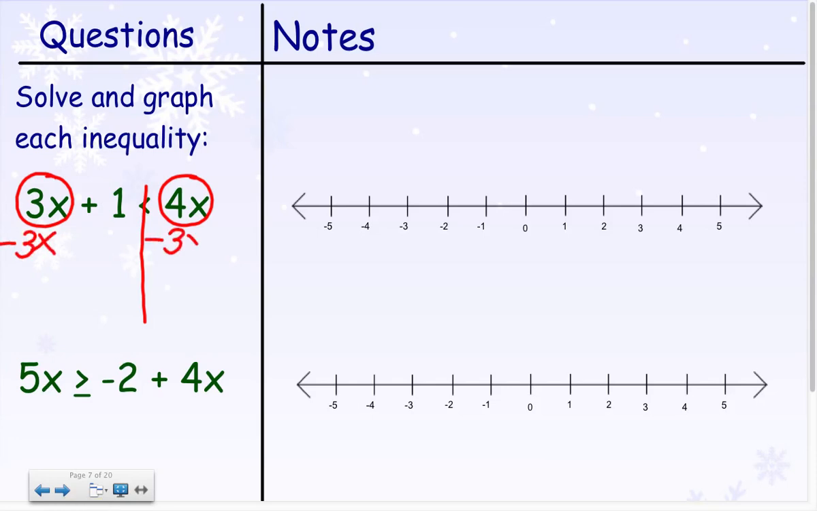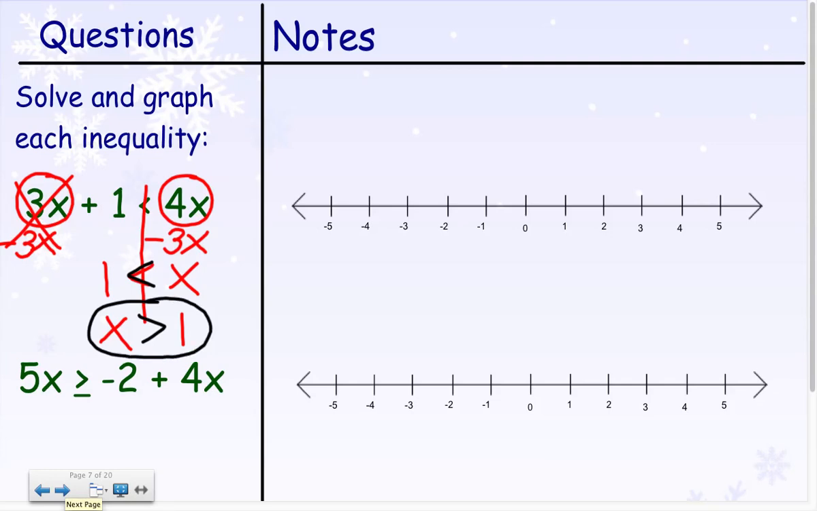This should also be reviewed from chapter 2. Those make 0. Bring down the 1. Bring down the less than. 4 minus 3 is 1x or just x. Now before I graph it, you'll notice I have the x on the right, so I have to move it to the left. My Pac-Man mouth is opening up or eating the x, so it needs to eat the x.